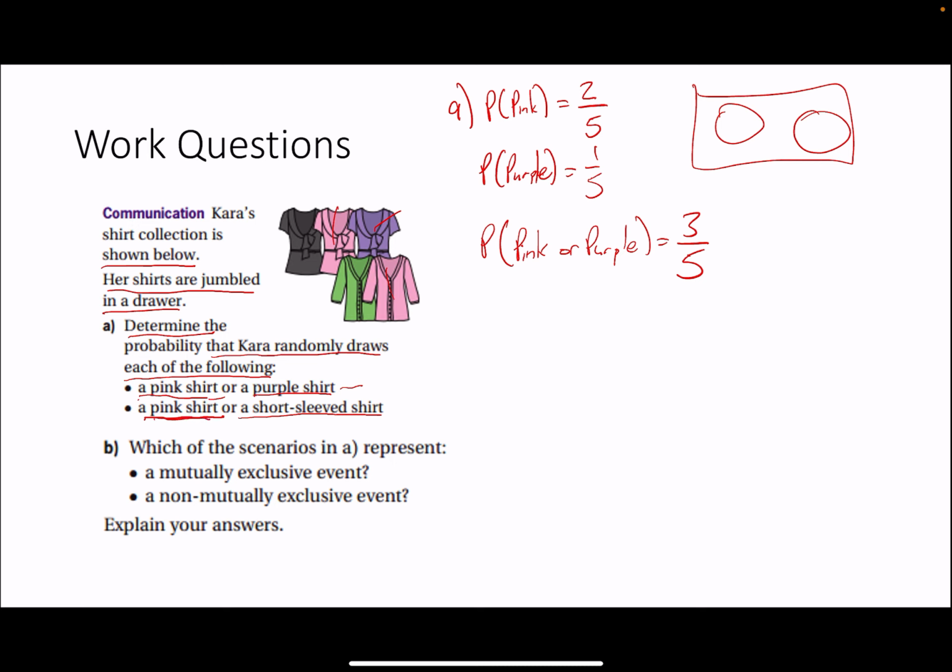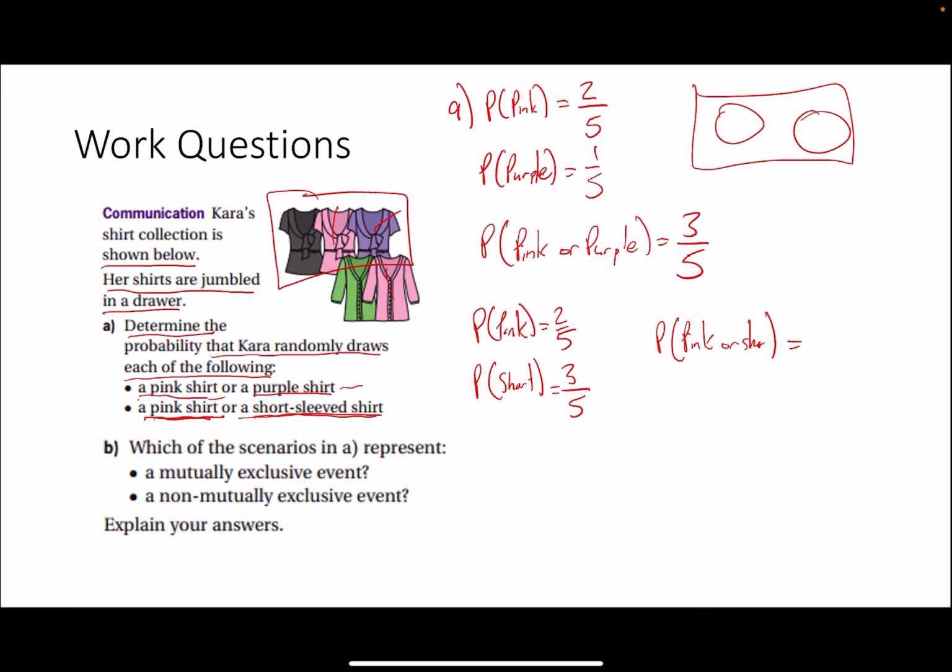Okay? But can you be a pink shirt and a short sleeve shirt? Yes, you can. So the probability of pink, we already know, is equal to 2 over 5. And the probability that you're short sleeved, probability of short, is 3 over 5. Now, if we were to add them, then it'd be P of pink or short. If we were to add them, it'd be 2 over 5 plus 3 over 5, which is 100%. And we know that I could pick one that's not 100%. That's neither short nor pink.